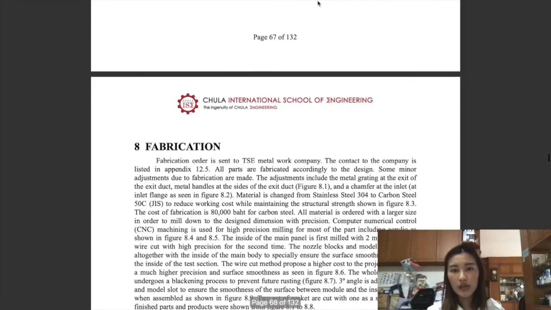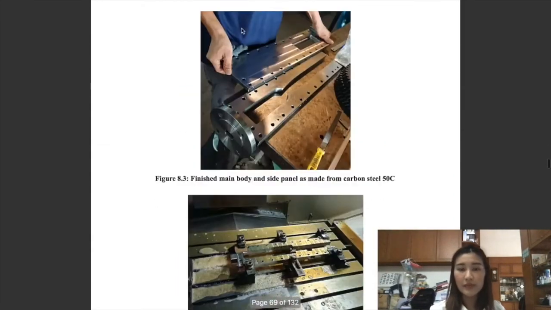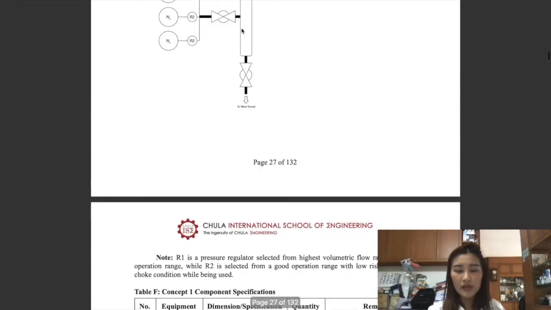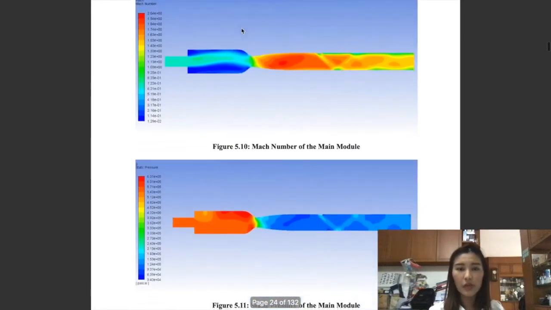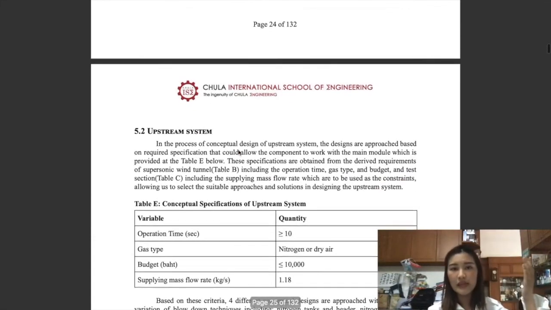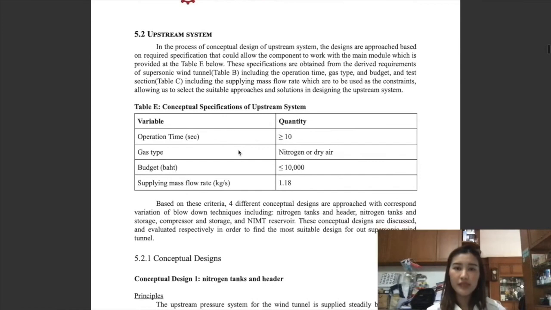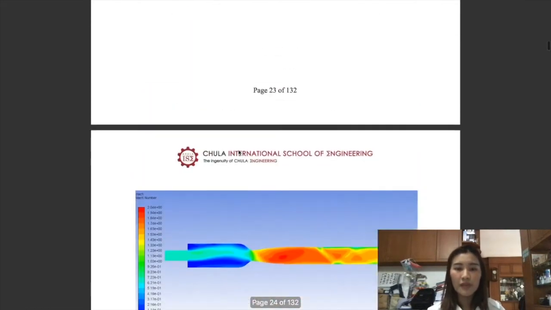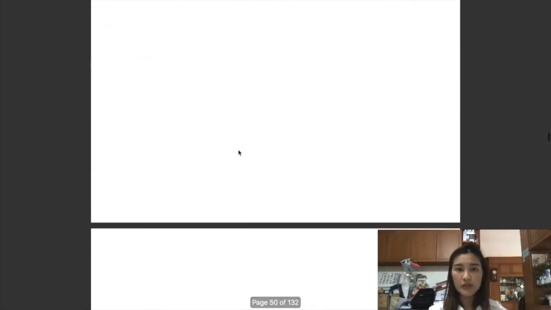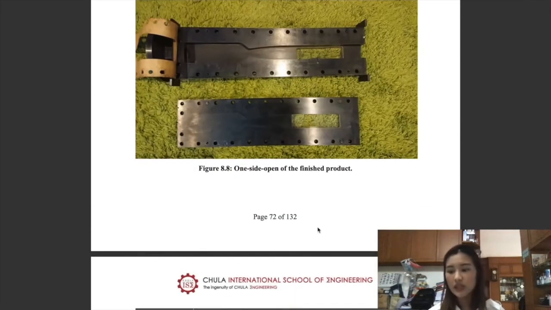This report, not only as the name mentions, the author of this report has a full development of the wind tunnel, from aerodynamic analysis from upstream to downstream where it is built. So this report will give us insight into the practical or structural aspect of the supersonic wind tunnel that we are about to build.